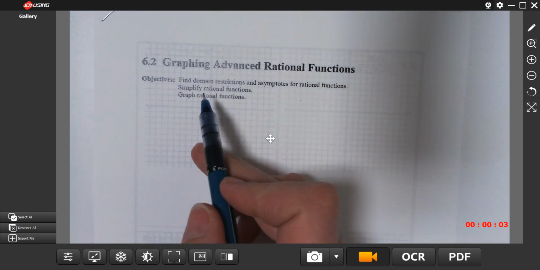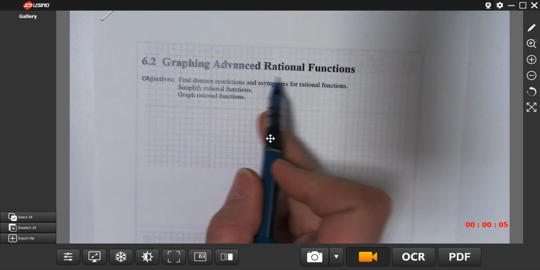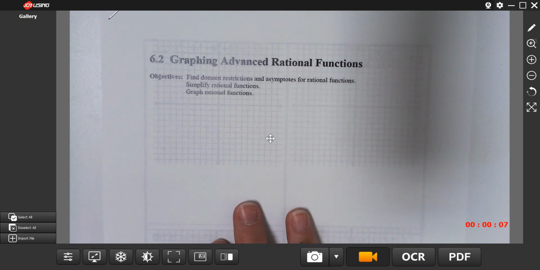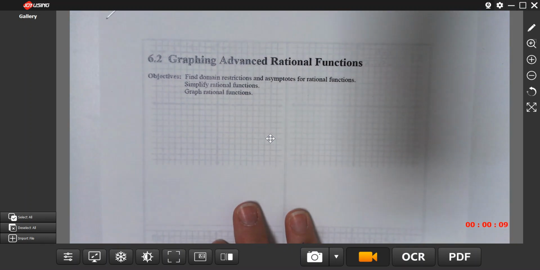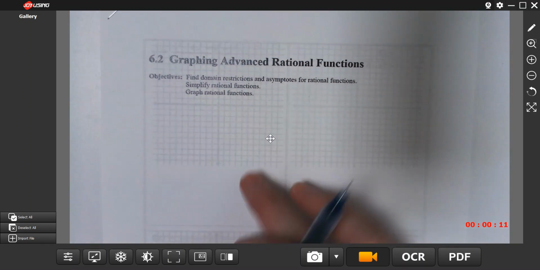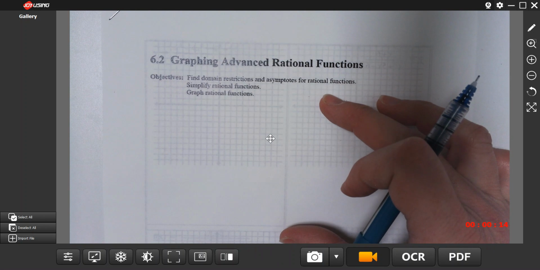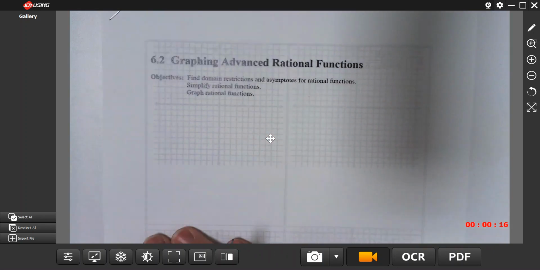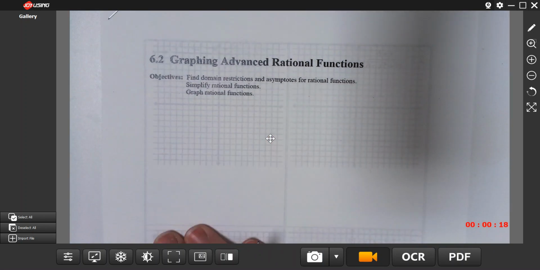So we're starting the notes on section 6.2, which is graphing advanced rational functions, so slightly more complicated than the ones that we've already done. So up here in this blank space on your notes, we're going to put in some of the things that you need to do, and we might come back to this space and put more things in here. But the first thing we're going to do is look at this new parent graph.